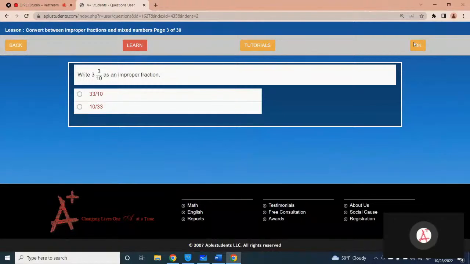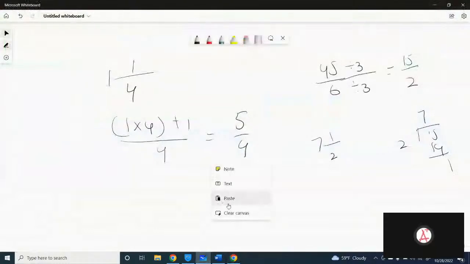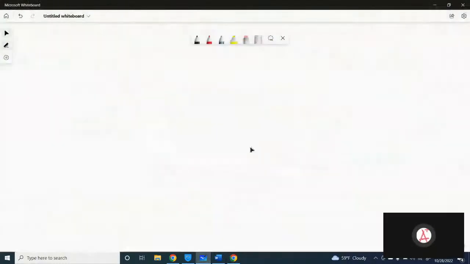Okay, write 3 whole 3 by 10 as an improper fraction. So you have to write the answer as an improper fraction, 3 whole 3 over 10. So how do we convert the fraction to an improper fraction?